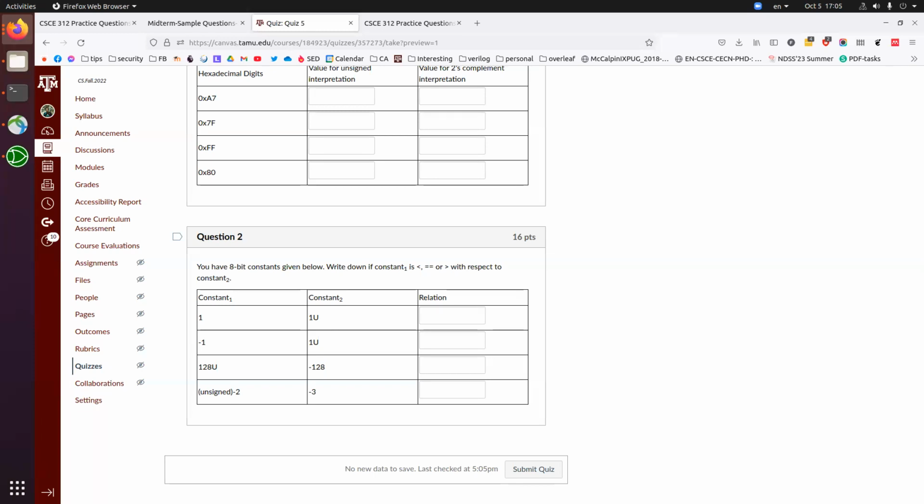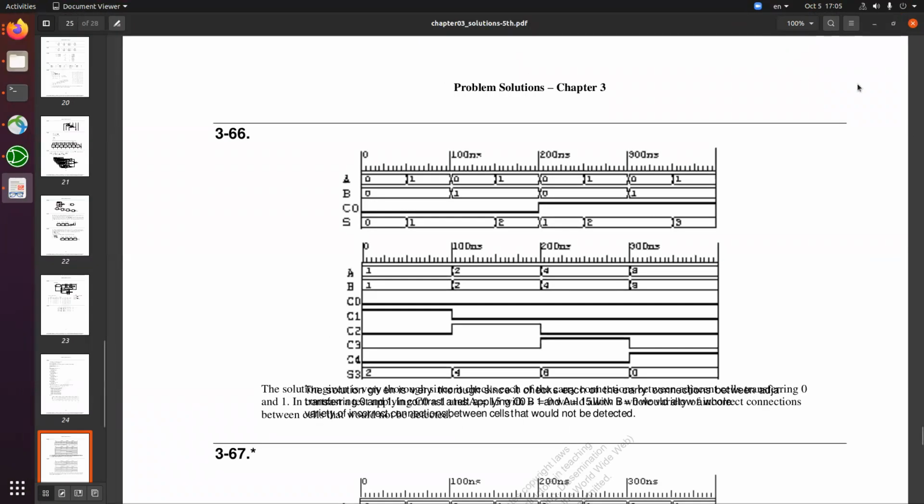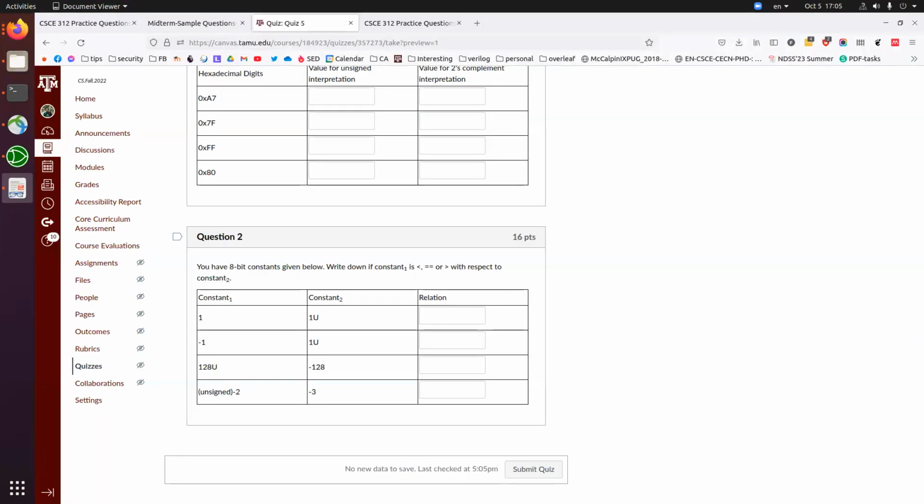So someone asked about practice problem 3.59. So let's go to that problem. What is the 3.59 problem? Chapter 3, 3.59.